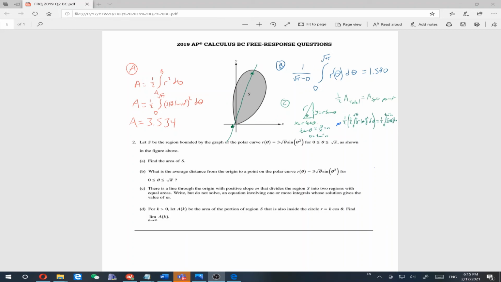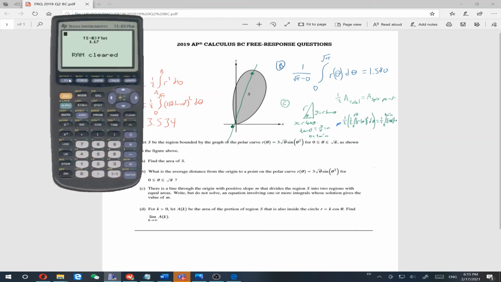Alright, so this is an addendum adding after the fact. We had some debate and a calculator mistake that made this a little bit longer than we thought for part D, but for part D, we've got k is greater than 0. There's an area of this portion S that's also inside the polar equation, r equals k cosine theta. I want to figure out what the limit is of our area as k approaches infinity. So we graph these really quick, this time in the polar. So we've got our first radius, which is 3 times the square root of theta.